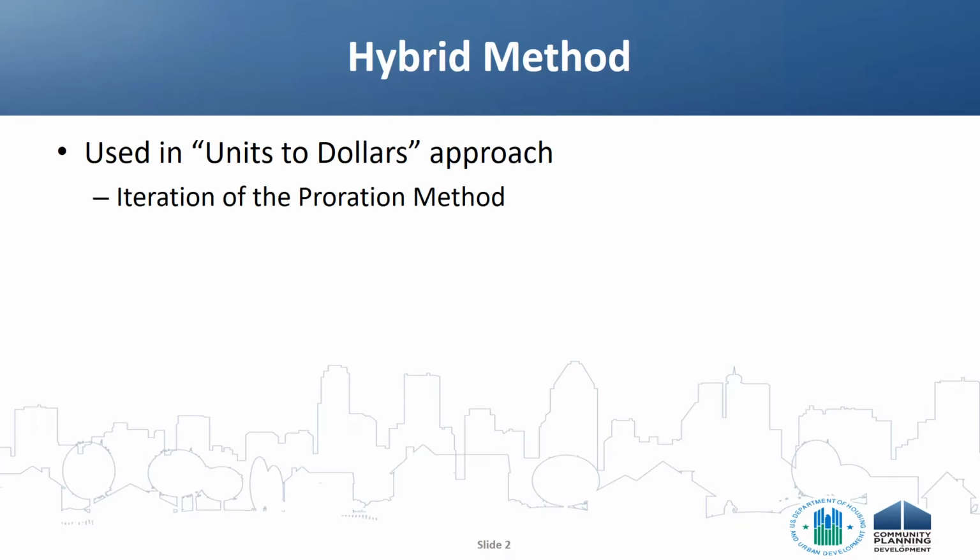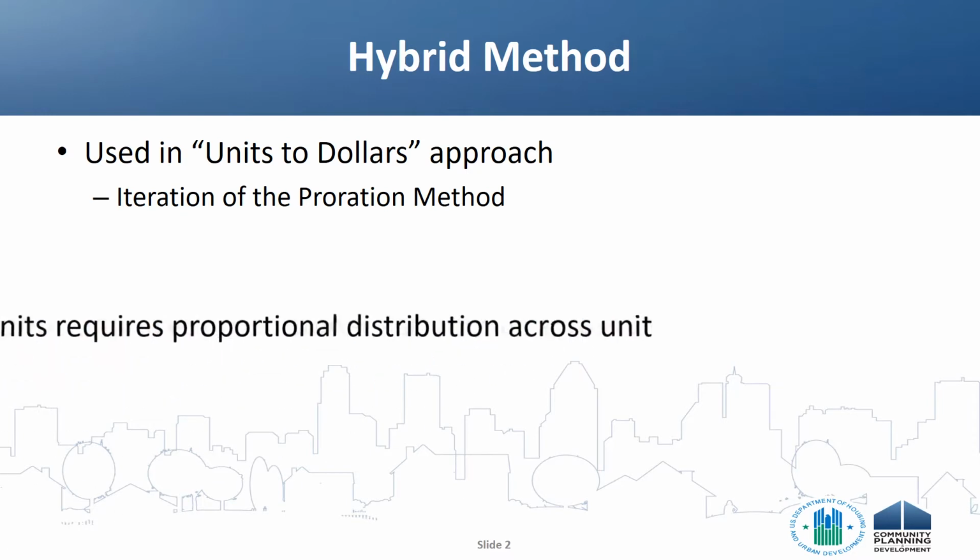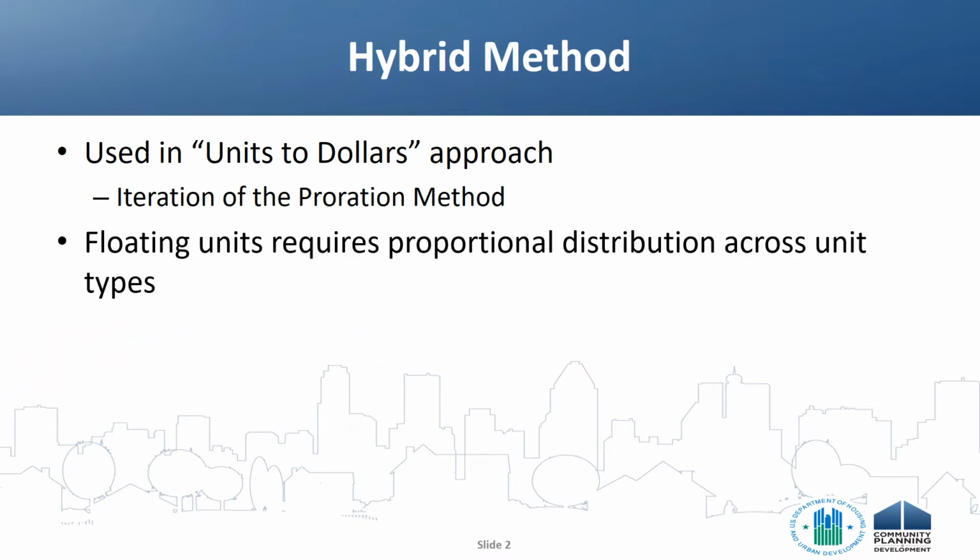The hybrid method, which we'll focus on, is really an extension of the proration method as it's used in a units to dollars approach. To understand the differences between the two approaches, we need to start with a related policy point. When units are not comparable, a PJ must designate fixed home units and use the standard method of cost allocation. When units are comparable, a PJ may choose to designate floating home units. Which unit is a home unit may move around or float within the project as tenants' incomes change and units naturally turn over.